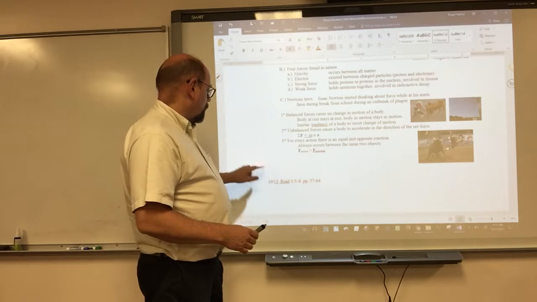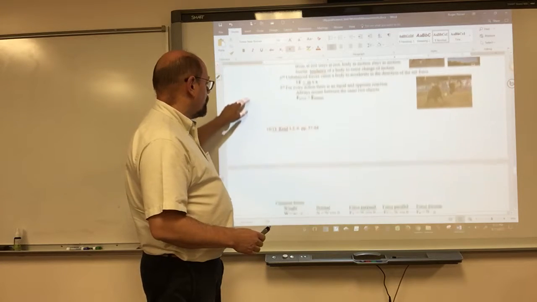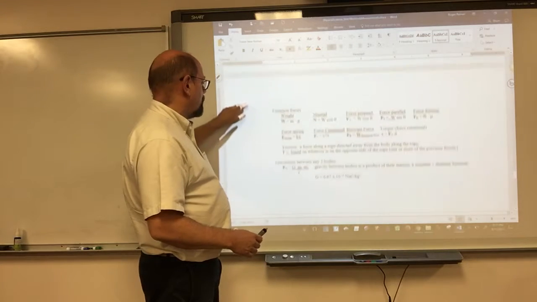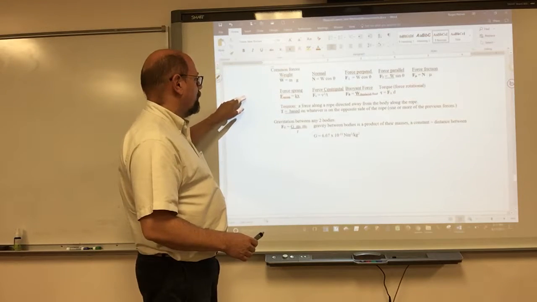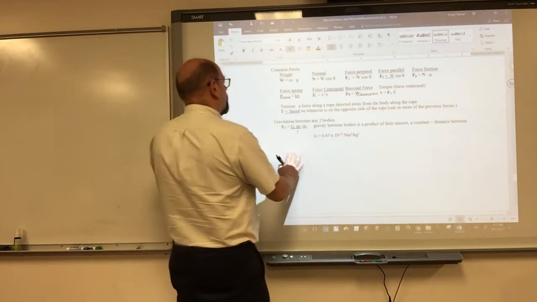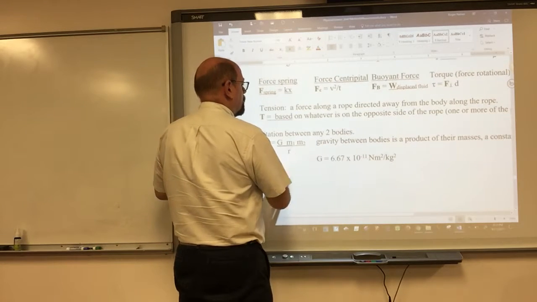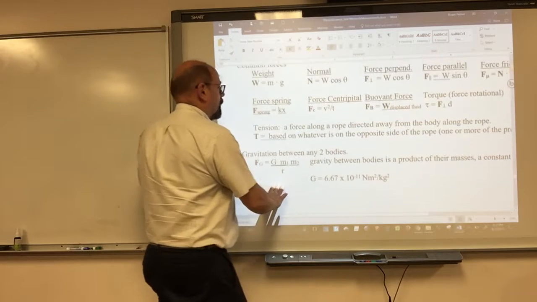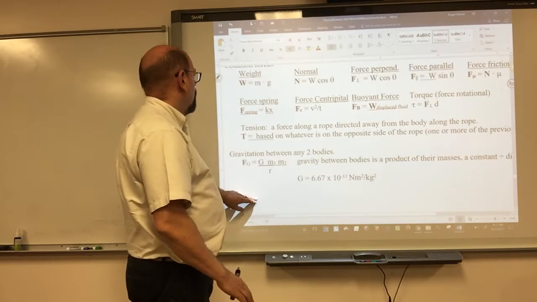But what we do want to say is what kinds of forces are there, and let me draw those out. Here's a set of common forces that you may run into in different kinds of work problems. Now let me make this a little bigger so we can see what these all look like. Okay, and let's talk about them really quick.